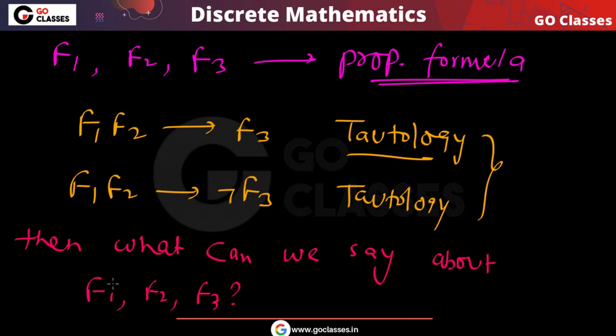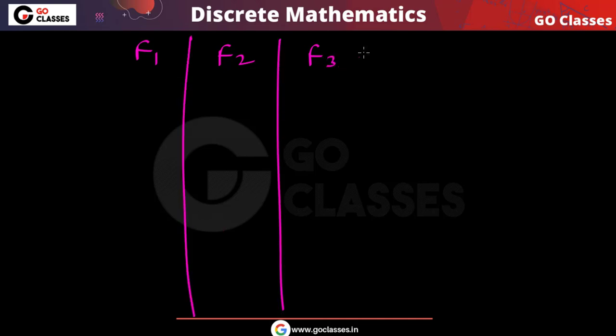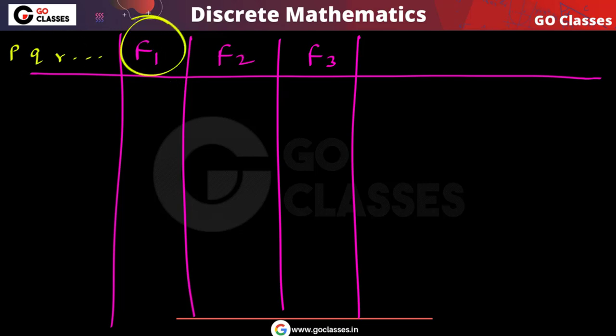So let's see. Remember, these are propositional formulas, so they have some propositional variables. We don't know what the propositional variables are, but definitely they have propositional variables. So f1 is a propositional formula, f2 is a propositional formula. Now if they are propositional formulas, then they have some propositional variables, and this is the truth table. These are the propositional variables on which f1, f2, f3 are defined.